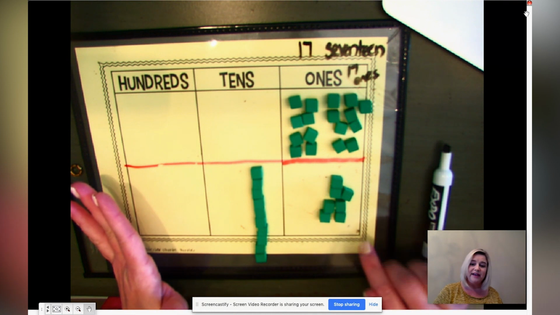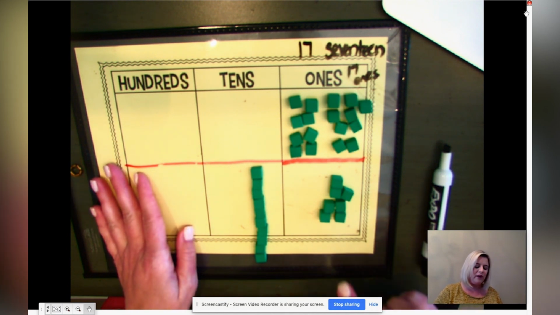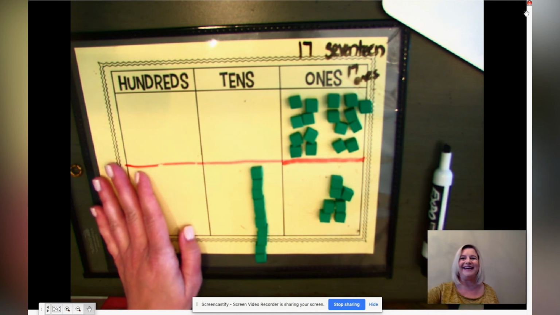How many are left in the ones place? You're right, 7 are left in the ones place. What are all the different ways that we can write this number? Go ahead and show me on your mat.